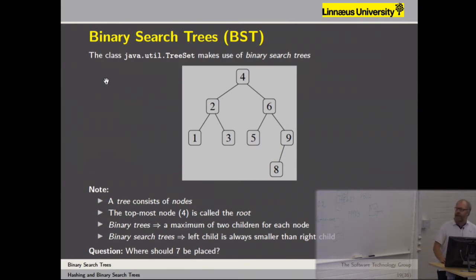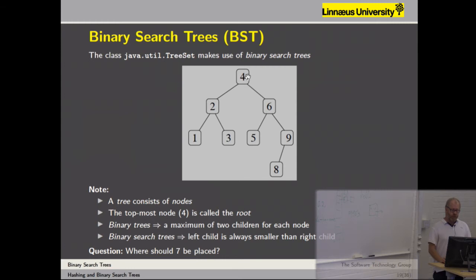Okay, let's start again. In the previous part of this lecture, we talked about hashing as one way of implementing sets, and the other traditional approach to implement sets is something called binary search trees. This is an example of a binary search tree. The class in the Java library called java.util.TreeSet makes use of binary search trees. But anyway, this is a binary search tree.